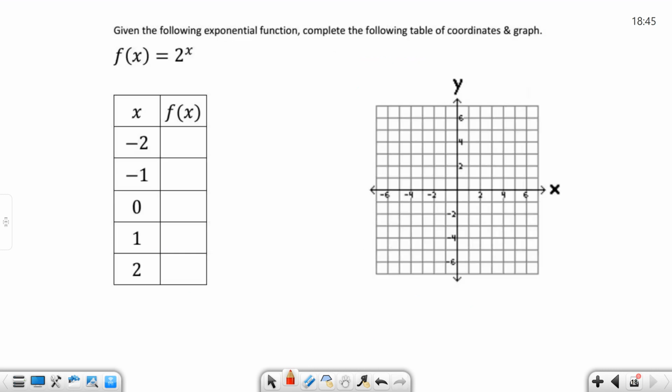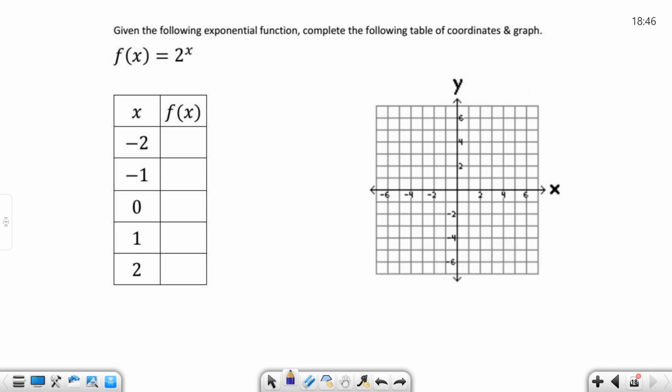So here, given the following exponential function, complete the following table of coordinates and graph. So look, I'm giving you x values, -2, -1, 0, 1, 2, and f of x. So we know already 2 to the x power, 2 is bigger than 1. This thing is going to go through this point, and it's going to come up and go this way, right? It's going to be that basic shape. I just missed this point right here, right? But let's just see what happens. But before we even do that, let's just find these values. Let's find all these values and plot them over here, okay?